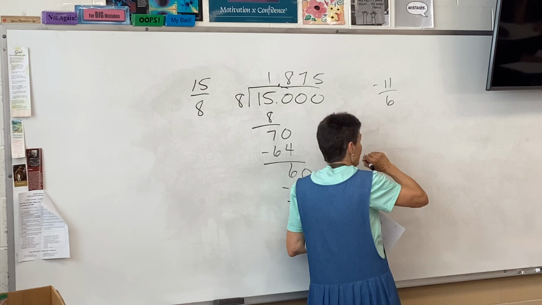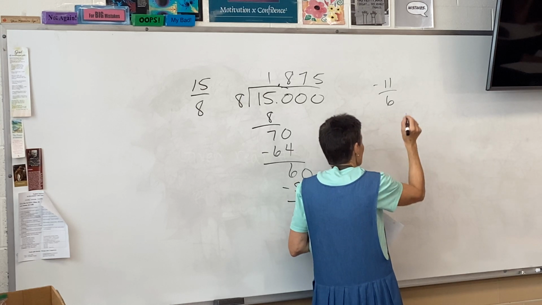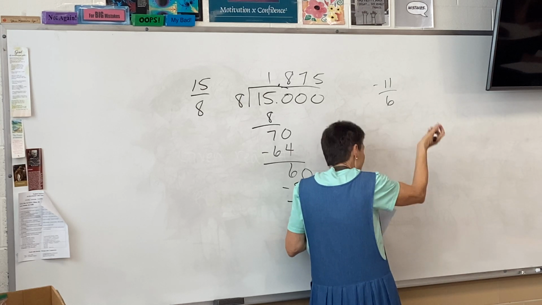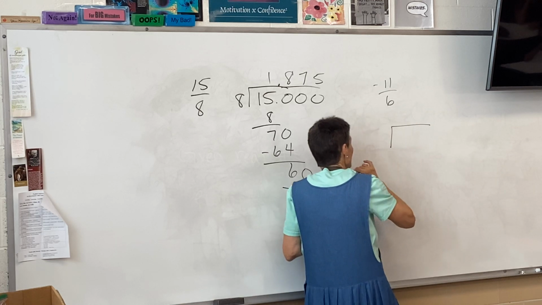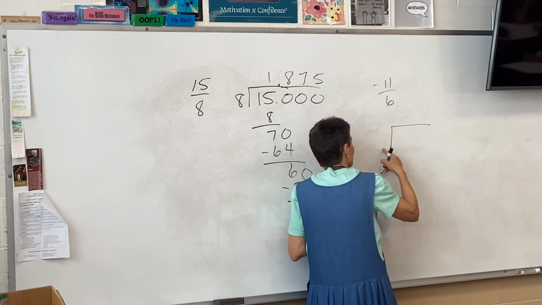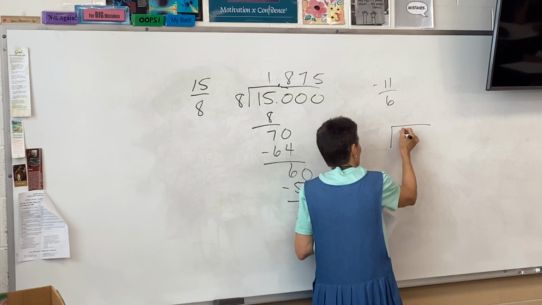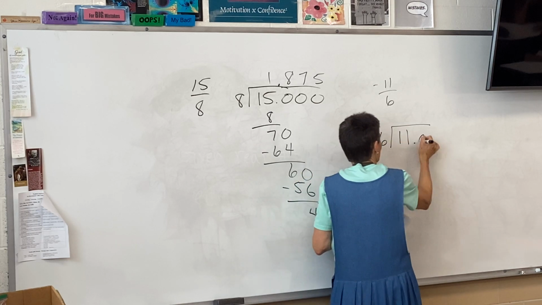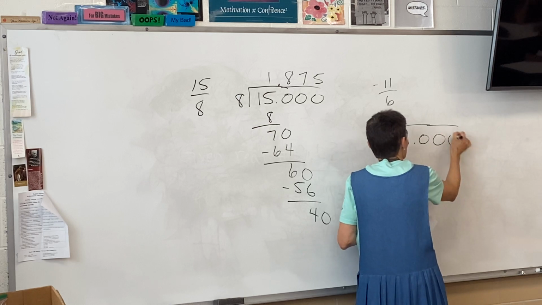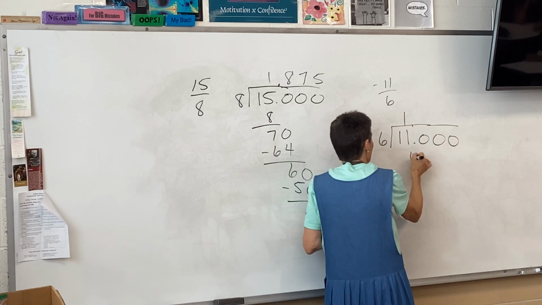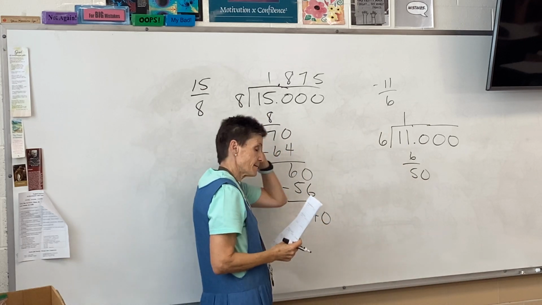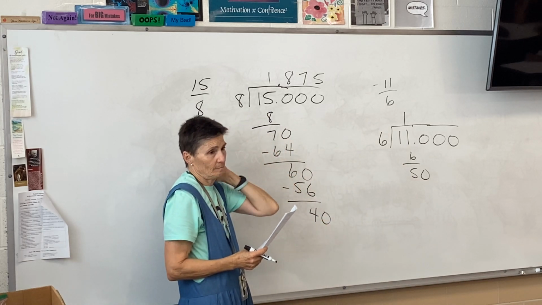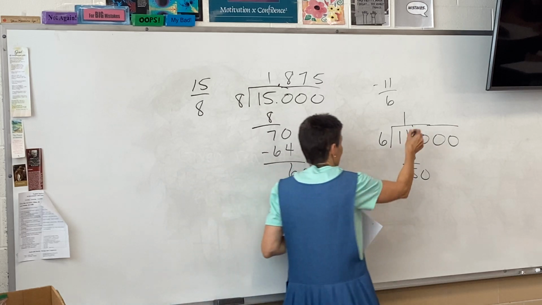Now, don't get all hung up about the negative. That just means in the end, our answer will be negative. So I'm not even going to worry about it. Again, for the division, what goes in and out? 11 goes in. 11 is in, 6 is out. I'm going to need zeros again. Here we go. Goes in one time. Okay, 6 into 50. 8.